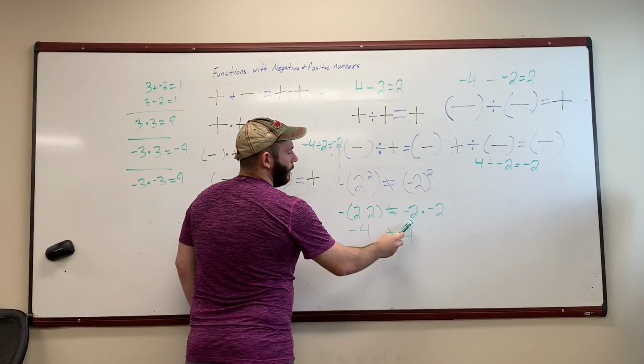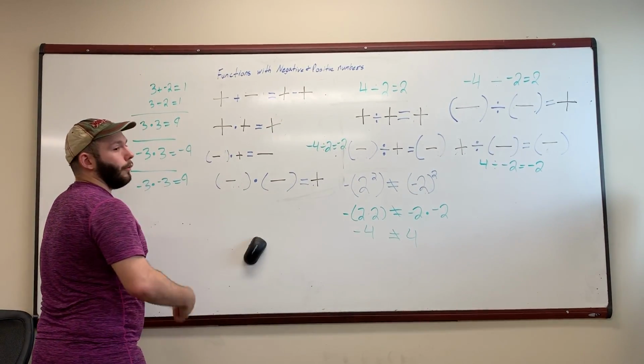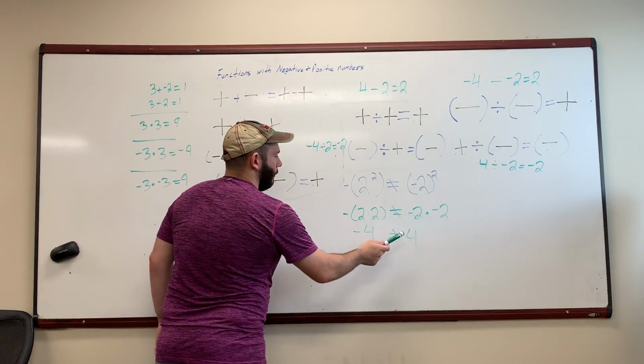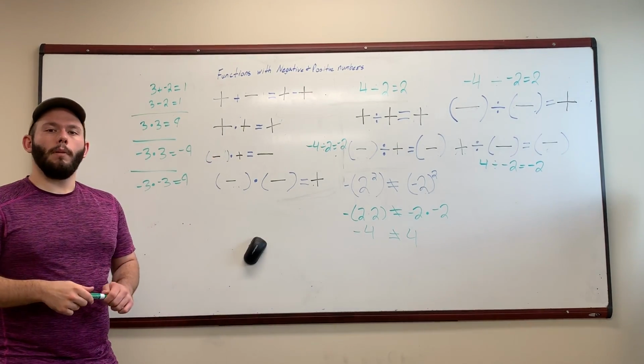Over here, we have negative 2 times negative 2. So we multiply two negative numbers together, we'll also get a positive. And so this one will be positive 4. And therefore, these are not equal. And we'll be talking more about that in our PEMDAS video.